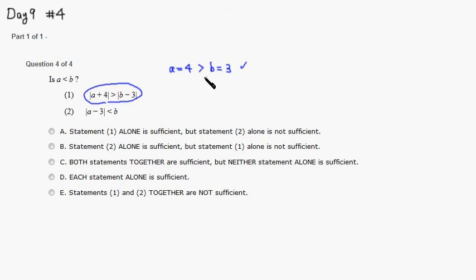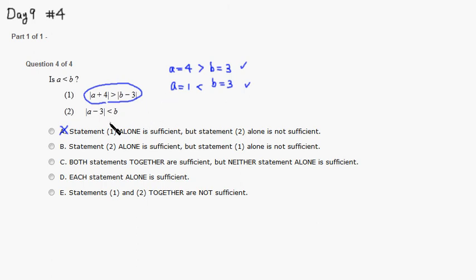So this is fine. But in this case, A is definitely larger than B, right? But we could have chosen, with the same b equals 3, something smaller than 3. So I like 1, so I'll try 1. See if it works. Right, 1 plus 4 is 5, with the absolute value sign is definitely greater than 3 minus 3. So these two satisfy too, right? But then a is smaller. So you can see that statement 1 alone is not sufficient, so this is eliminated, because it could be either way, right?